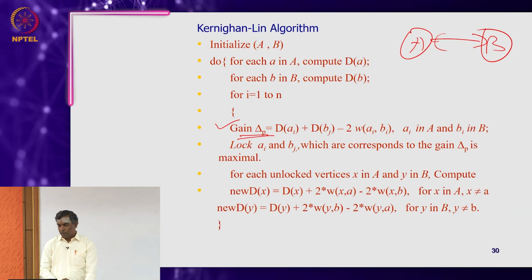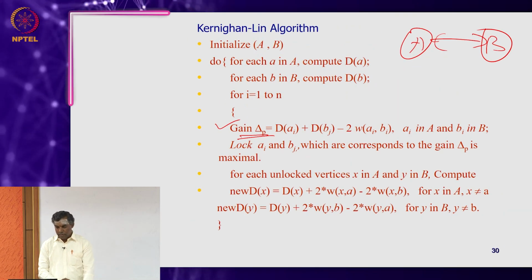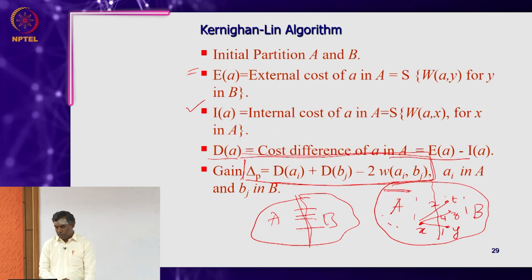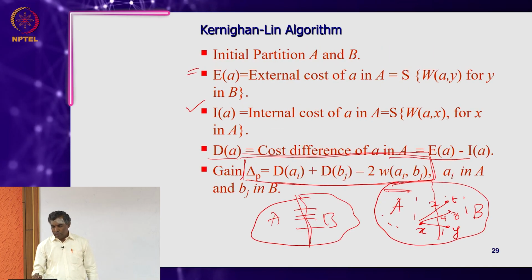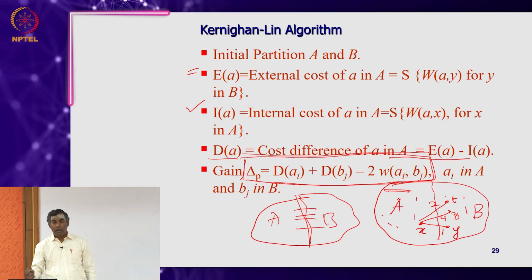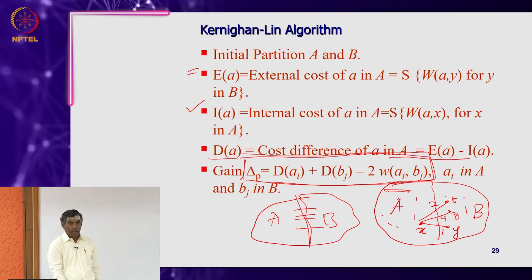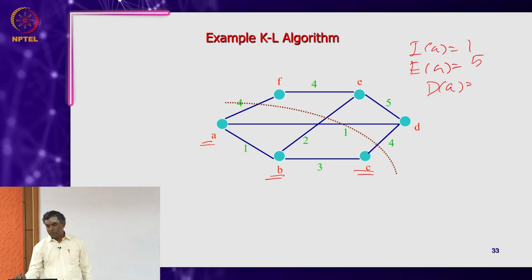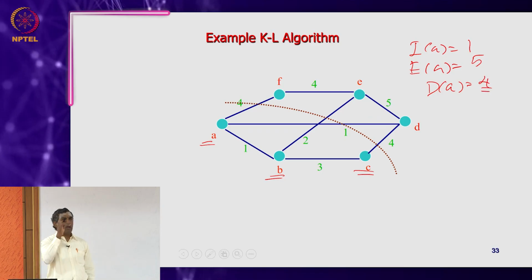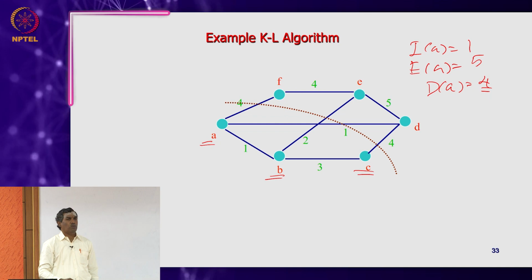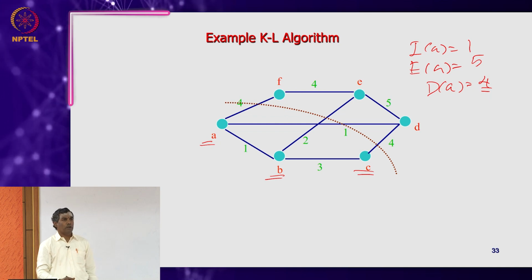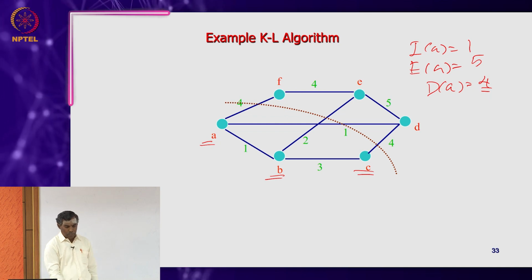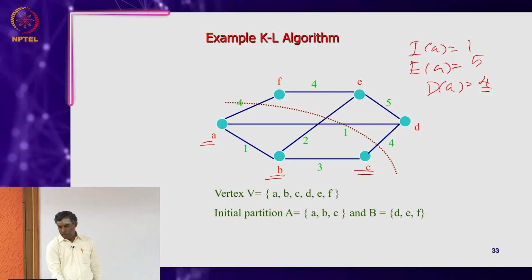I just move it into an example. What is D? D is EA minus IA, external cost minus internal cost. Yes, it's 4. So like that you calculate this D value for every node in a graph. That is what I am interested in. Probably I will just show you an example.